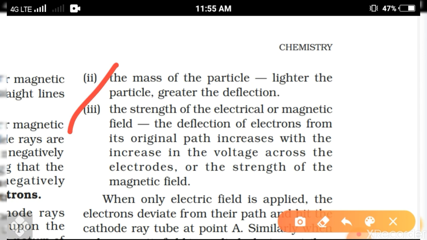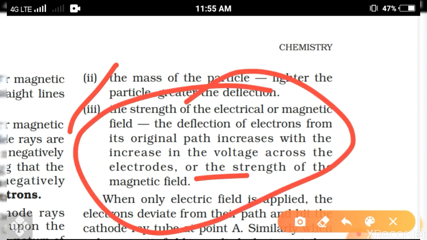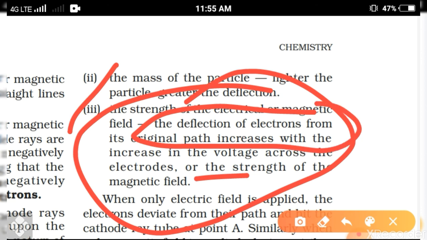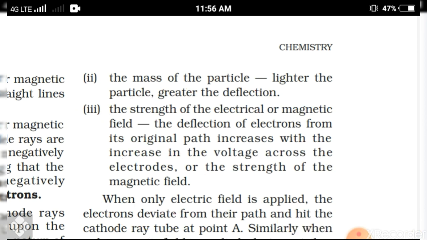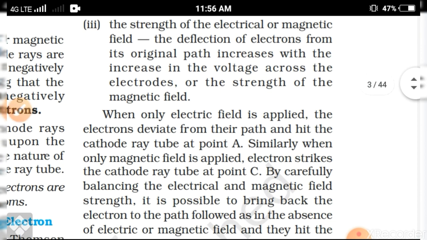Understand what is given there: the strength of the magnetic and electric fields determines the deflection of electrons from their original path. The deflection increases with the increase in the voltage across the electrodes. When we apply high voltage, the deflection will be more. And the strength of the magnetic field also: when it is larger, the deflection increases. Understand?